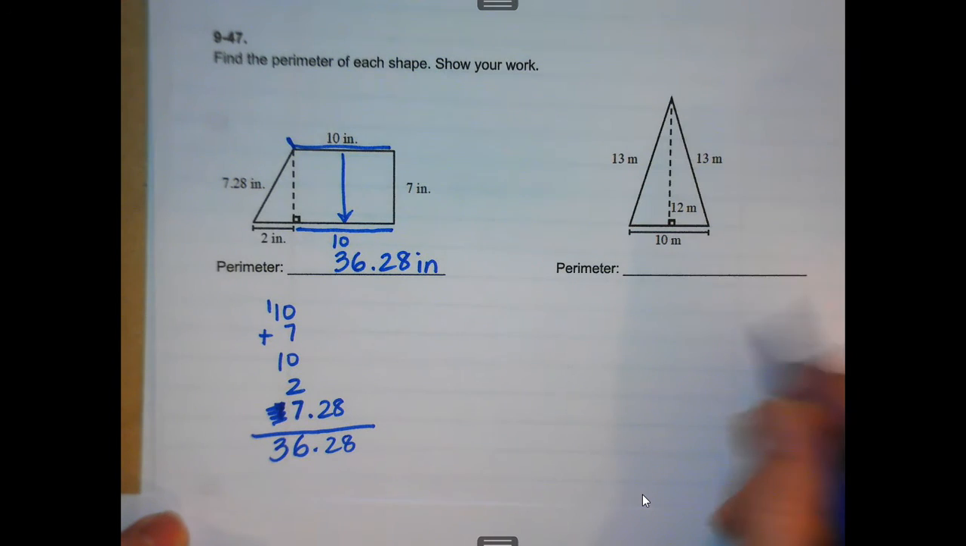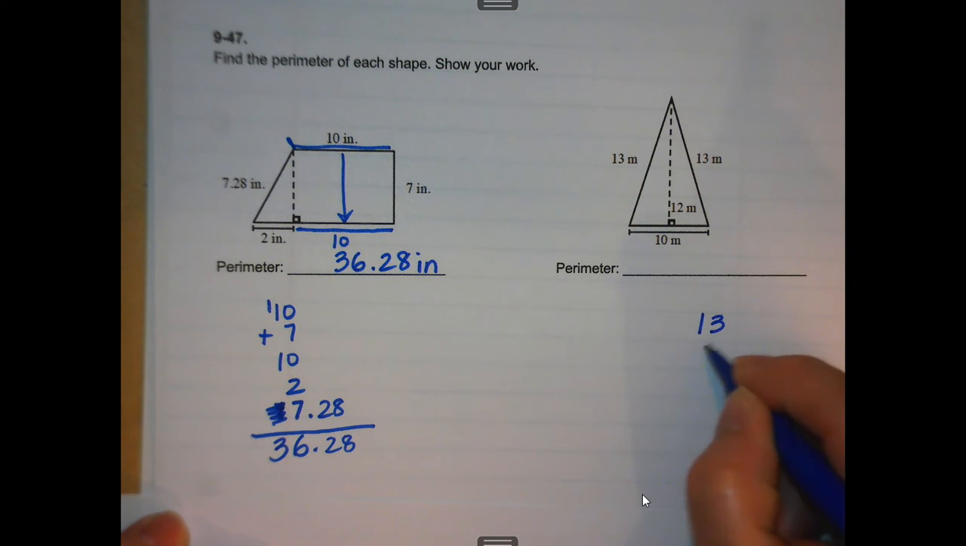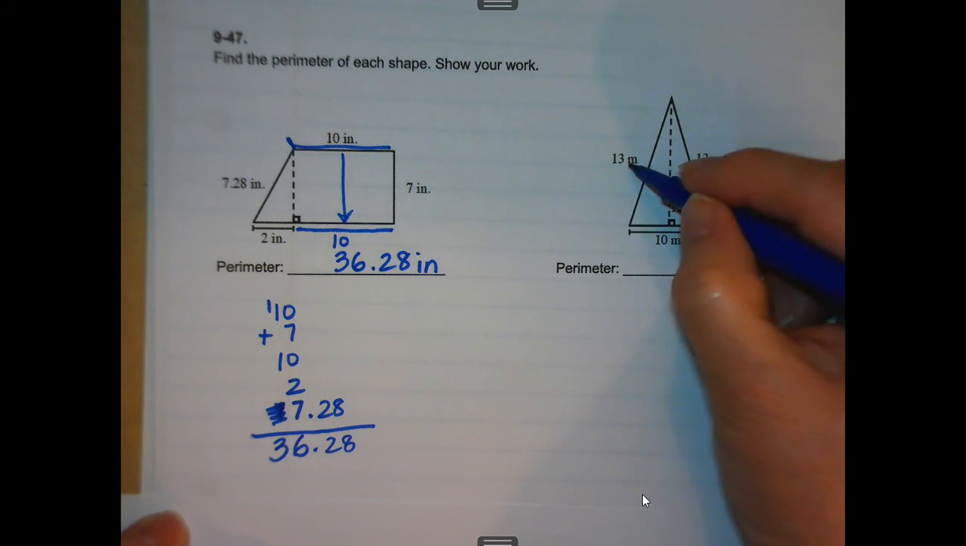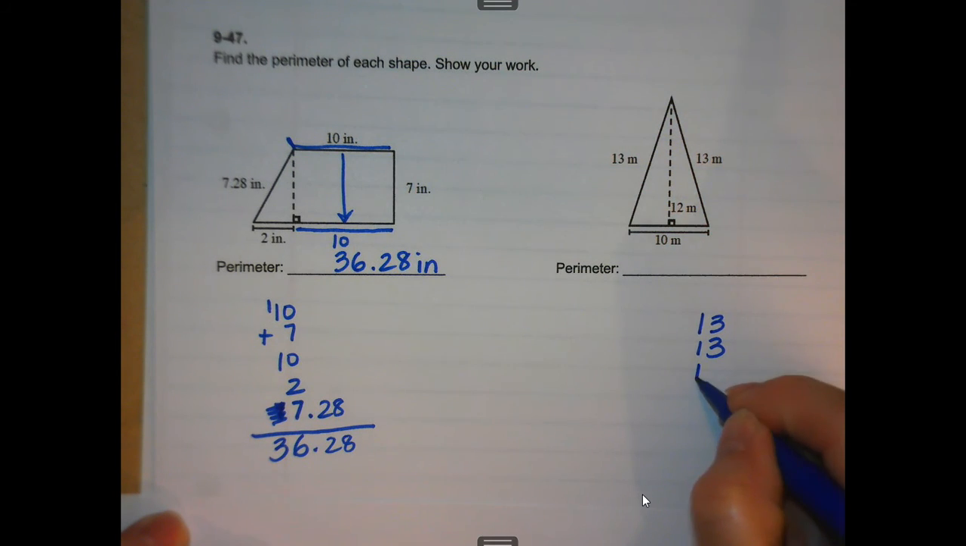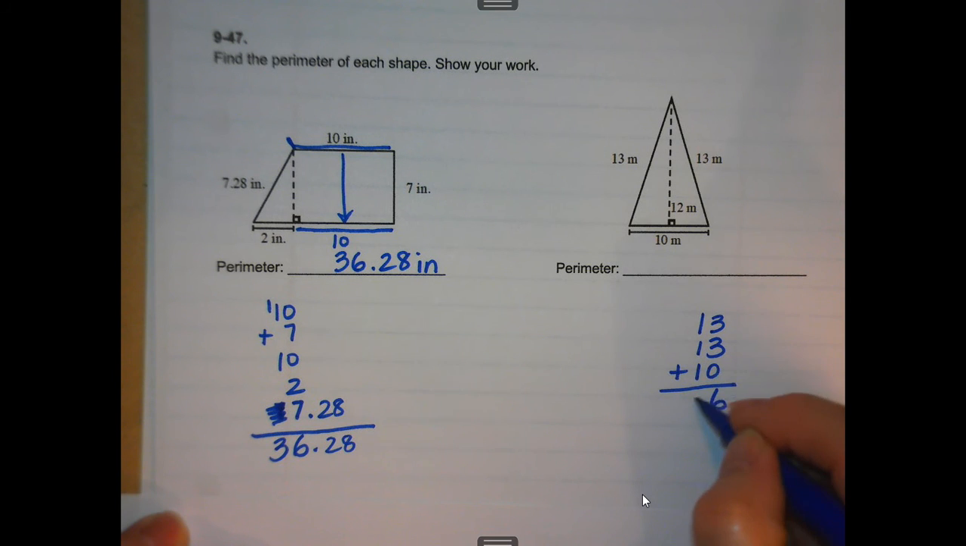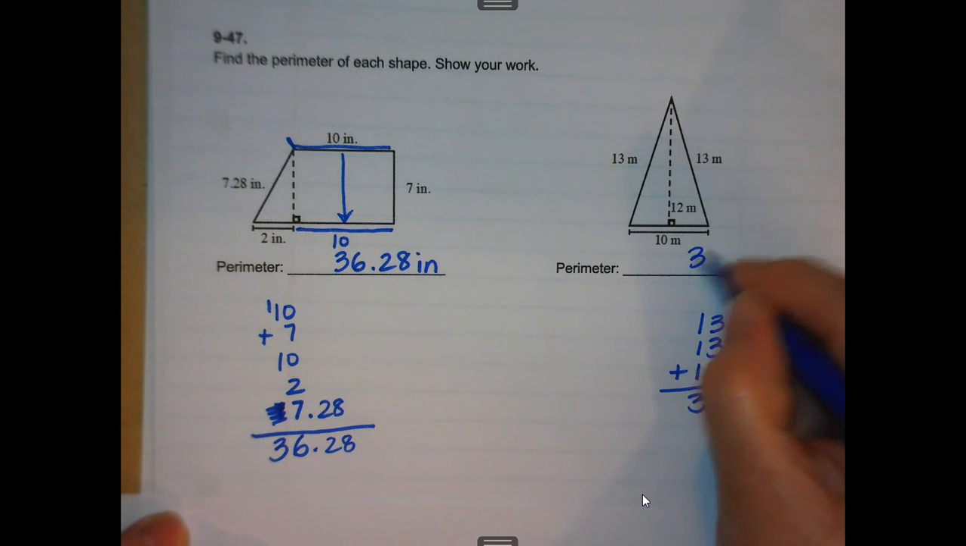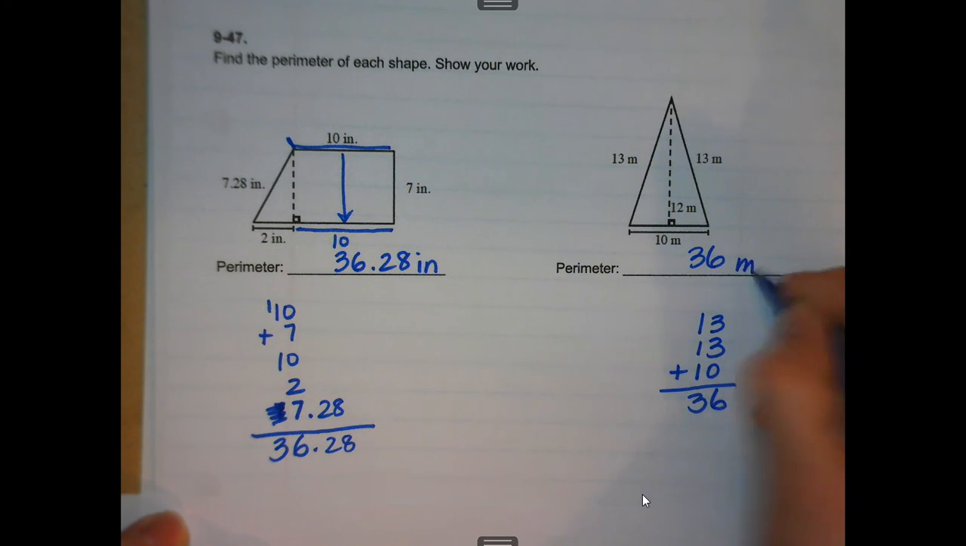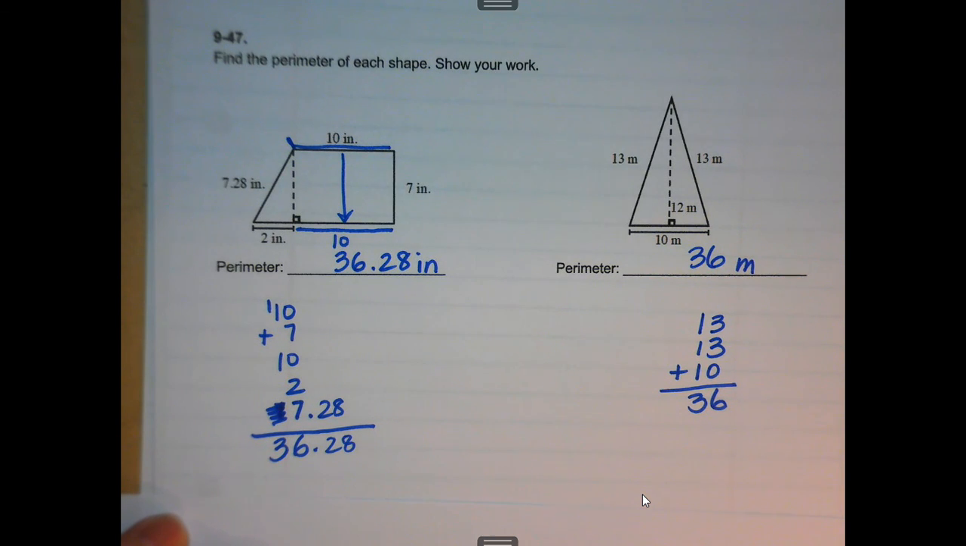Our perimeter of our triangle, again, we're going to only take the numbers on the outside, add them up, and we get 36 meters. There you go.